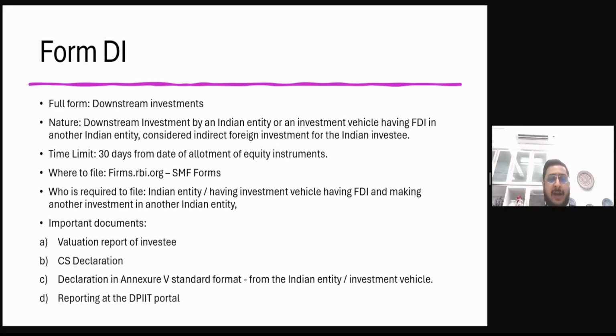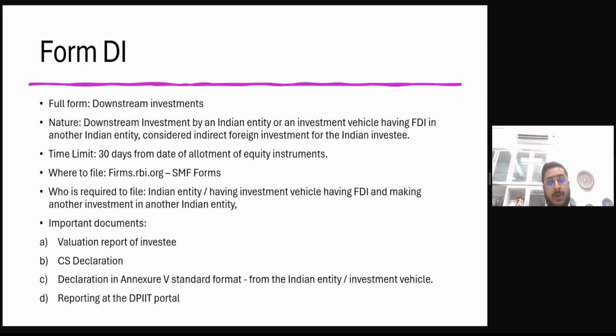Again, it has to be filed at the SMF forms portal on the RBI side. FIRMS is the portal where you have the SMF forms. Who is required to file? Any Indian entity that has FDI and is making the downstream investment in another Indian entity. Important documents: valuation report of the investee, and CS declaration, since FDI is involved. Again, Declaration Annexure 6, there's a standard format, we require the declaration.